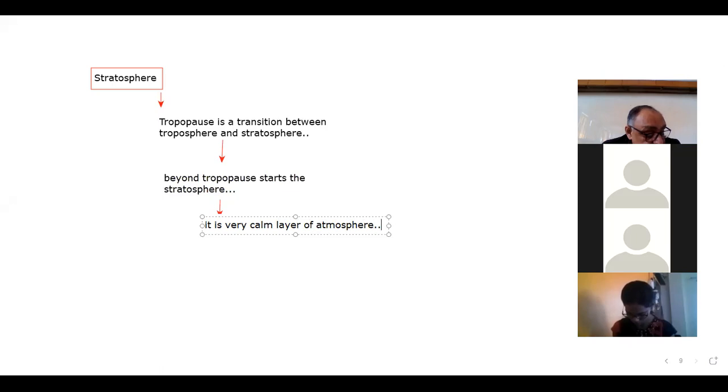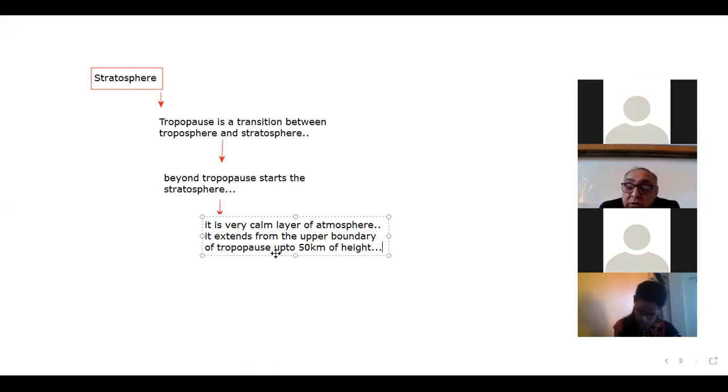It extends from the upper boundary of the tropopause up to approximately 50 kilometers of height. This may increase or decrease.